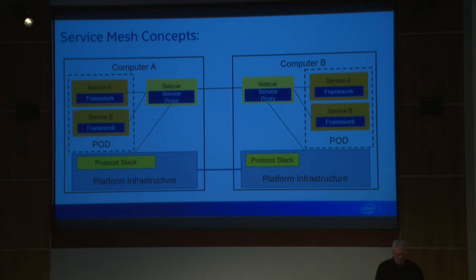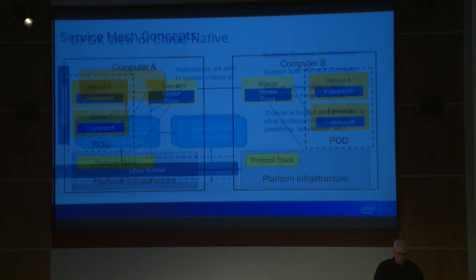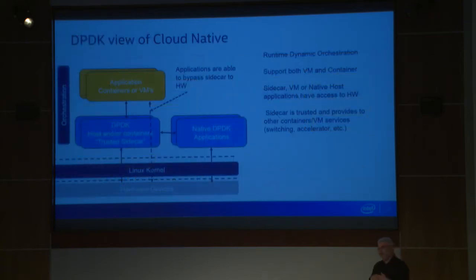So anyhow, with service meshes, it's not only providing a mechanism on a single node, but also on how you scale across different nodes in the infrastructure. Okay, so given this as a base concept, what we're trying to add into DPDK is to help with this base concept. So what we're looking at is the DPDK view of cloud native.